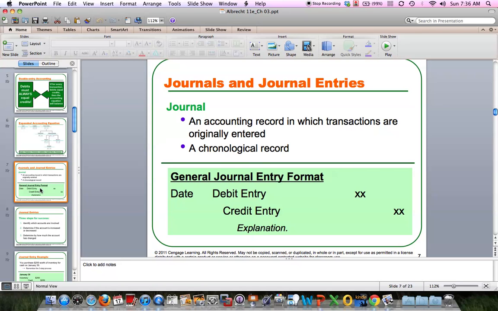In a general journal format, you can see down at the bottom there in the green box, we debit an account and then we credit an account with a date and an explanation. The explanation just describes to us what this journal entry is trying to accomplish. Debits must equal credits. And we always indent the credit account name a little bit, a couple of spaces.